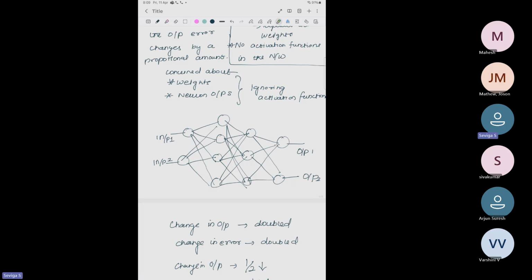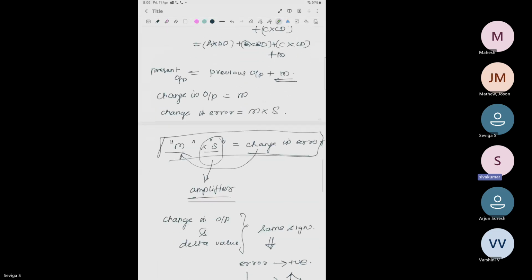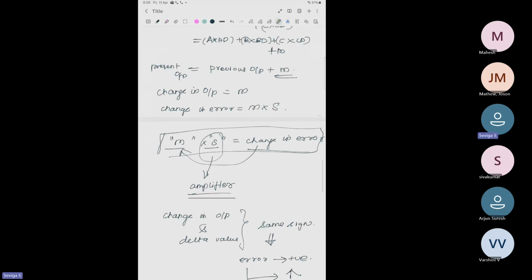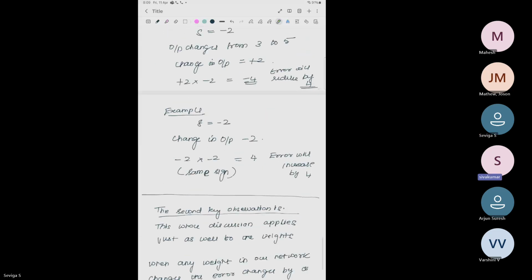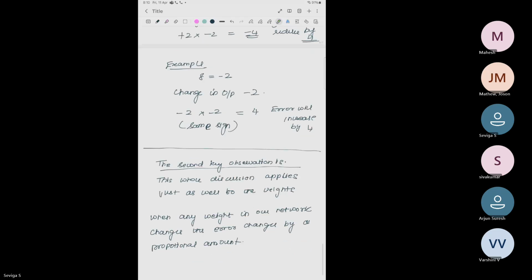Neuron output is different from weight. So don't get confused. That is a different thing. Ma'am, in the last description, you did not tell about M. Here, in this second observation, M is the change in the output. That's just to denote the short form of change in output. Instead of writing change in output, I am writing it as M. Okay, got it.